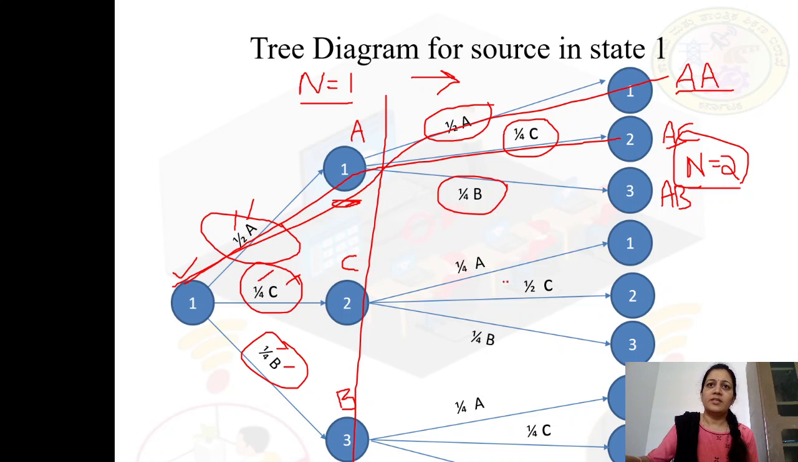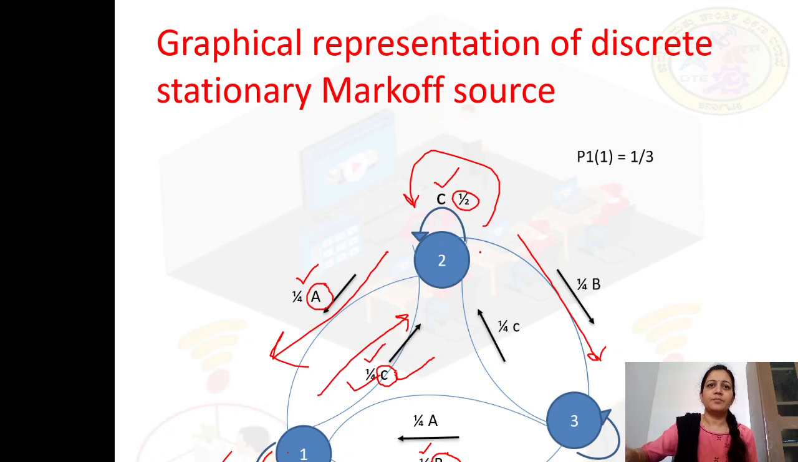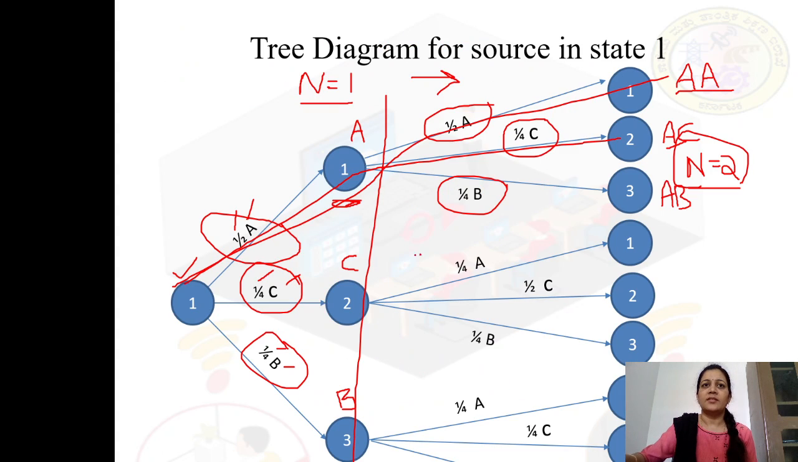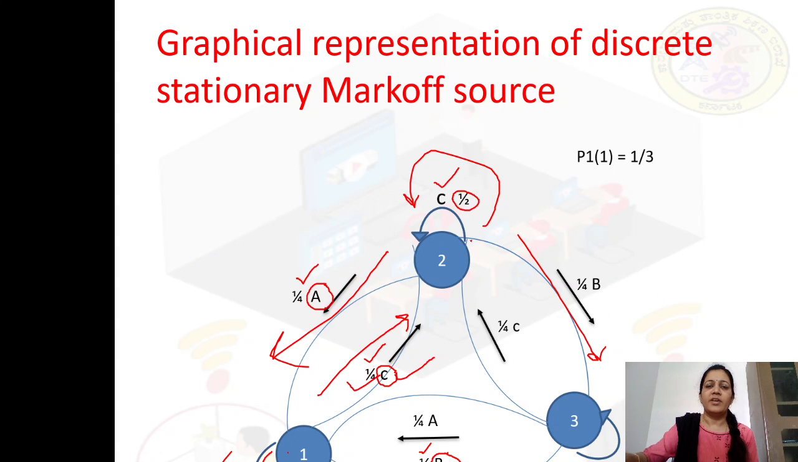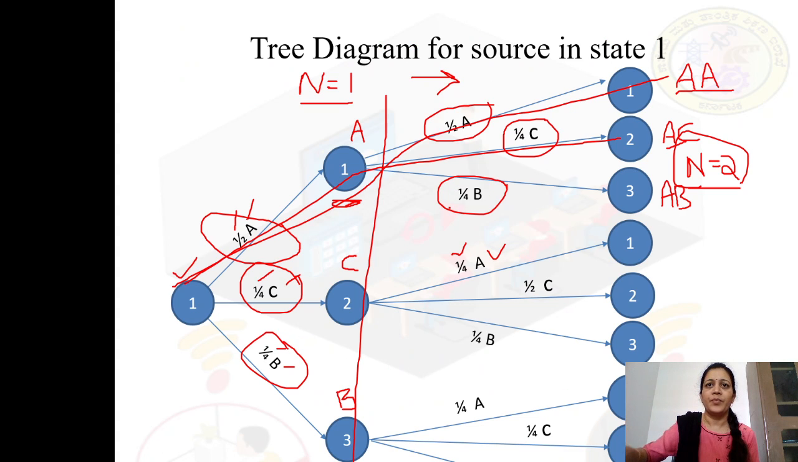And along with this transition we have to represent the transition probability and the symbol emitted. So for 2 to 1, I can see the transition probability is 1 by 4 and the symbol emitted is A. Similarly, look into 2 to 2. When it is 2 to 2, the transition probability is 1 by 2 and the symbol emitted is C. Similarly, go ahead with 2 to 3 also.